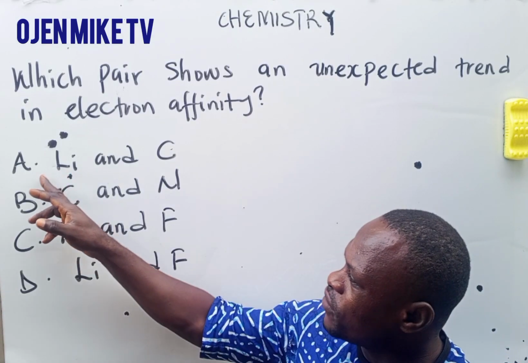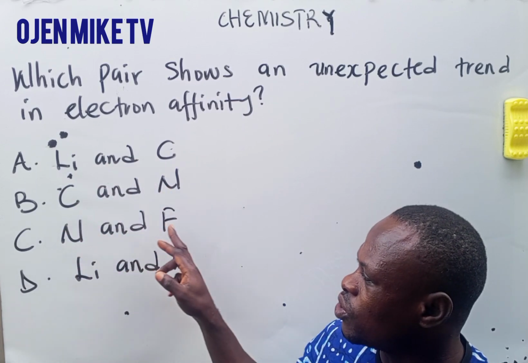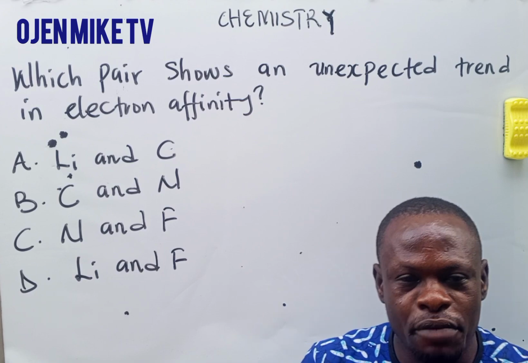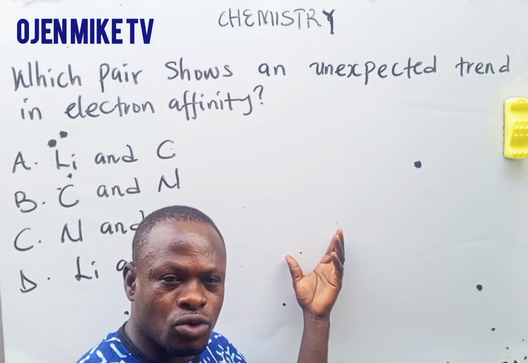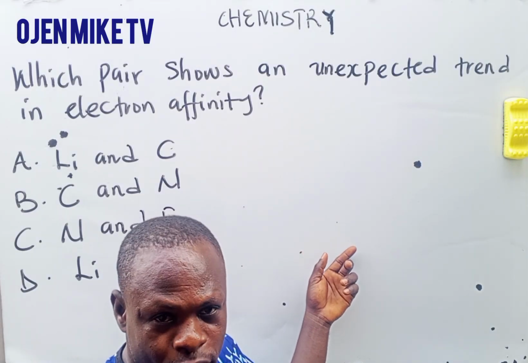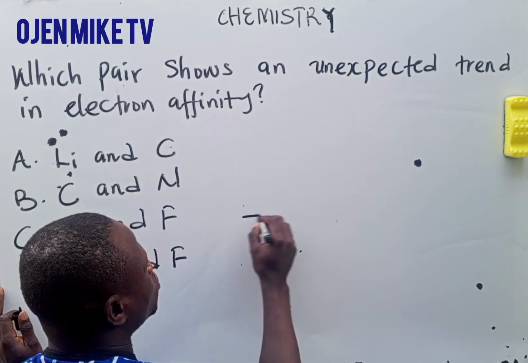Now, in this question, we have various options: lithium to carbon, carbon to nitrogen, nitrogen to fluorine, and lithium to fluorine. Now, let me explain the concept. Whenever an electron is added to a gaseous atom, there is always a release of energy, which is what? Exothermic. If you look at lithium here, look at the electronic configuration of lithium.